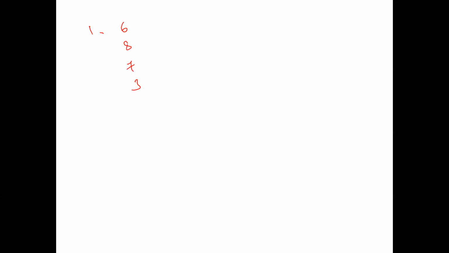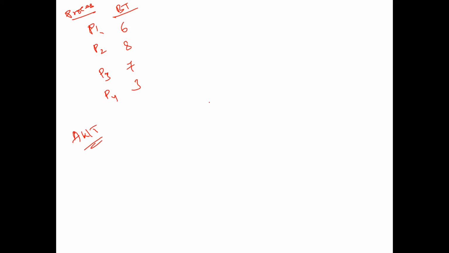6, 8, 7, 3, that is process 1, process 2, process 3 and process 4. There are 4 processes. These are the processes and this is the burst time. Now we have to calculate the average waiting time. Our ultimate aim is to calculate the average waiting time.